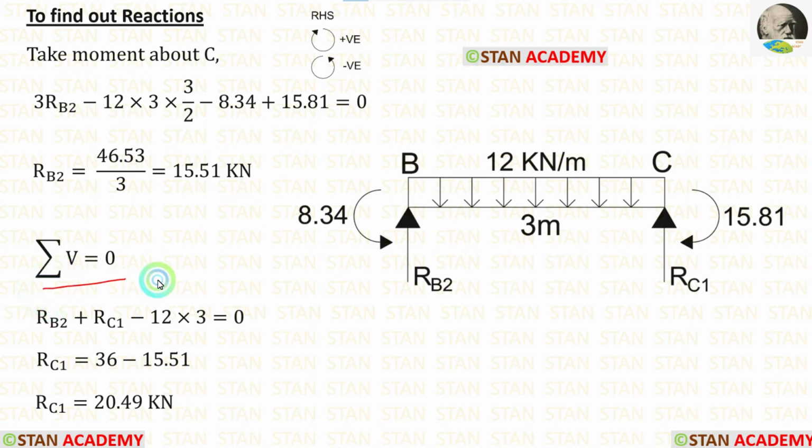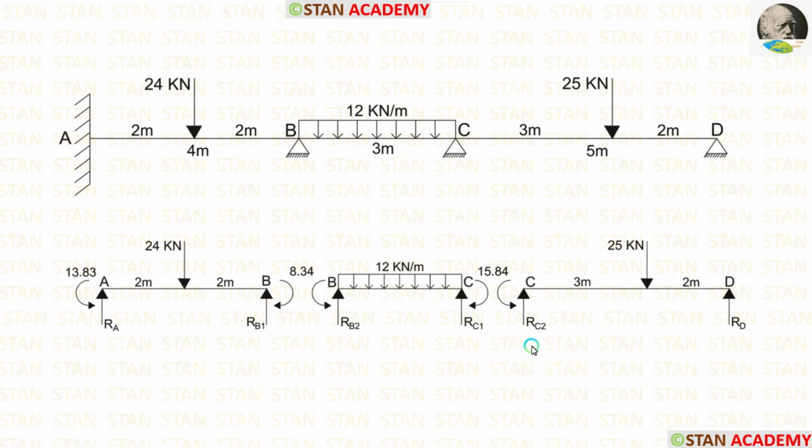Now, using the rule, we can calculate RC1. RB2 and RC1 are acting upwards, so they will be positive. UDL is acting downwards, so it will be negative. For the UDL, we have to multiply with the distance to get the total load. So 12 into 3, we have already calculated RB2. Let us apply that here. Finally, we are getting RC1 is equal to 20.49 kN.